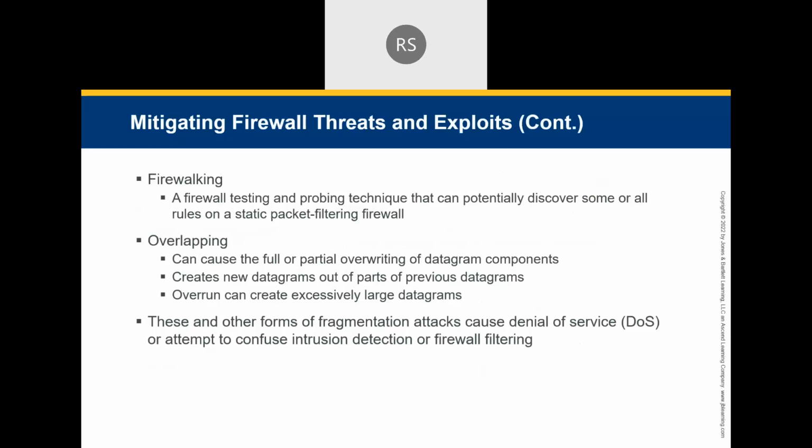Now, these are fragmentation attacks, things like overlapping and overrun. What they do is they exploit weaknesses in the firewall's handling of fragmented packets. Overlapping involves the creation of new datagrams by combining parts of previous datagrams, while overrun generates excessively large datagrams. Now, these attacks can lead to a denial of service or attempts to confuse IDSs and firewall filtering mechanisms.